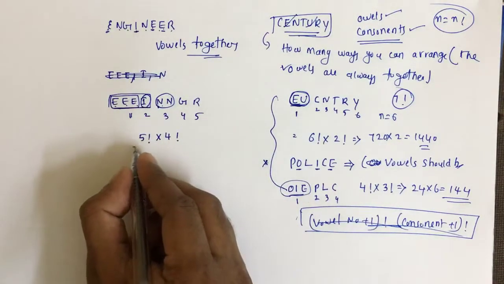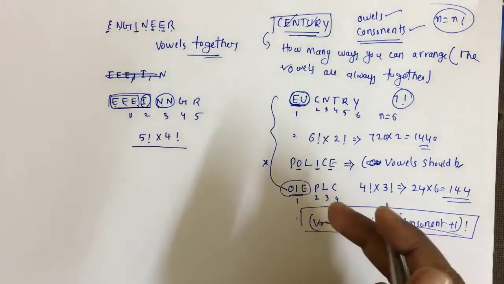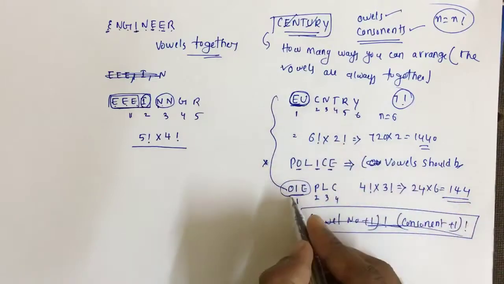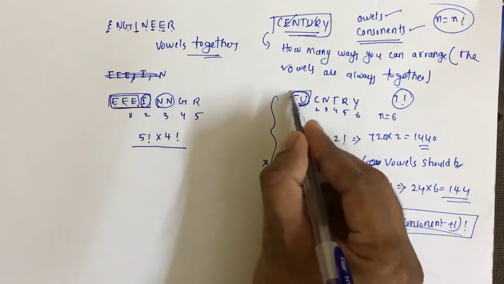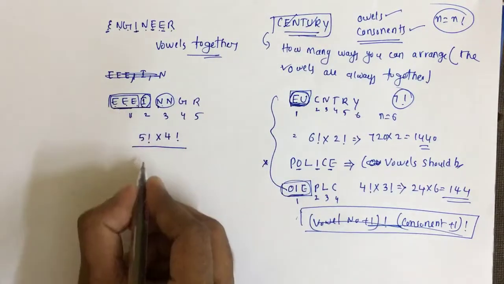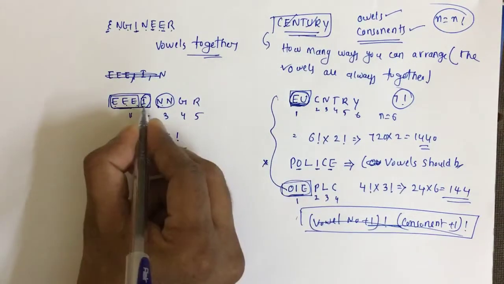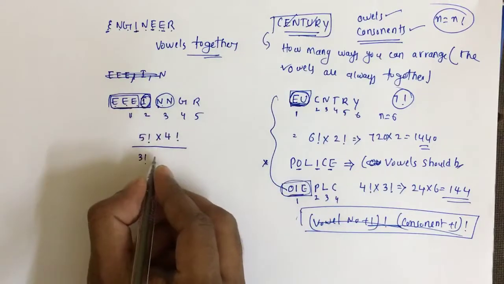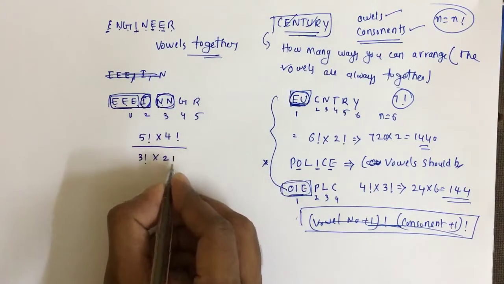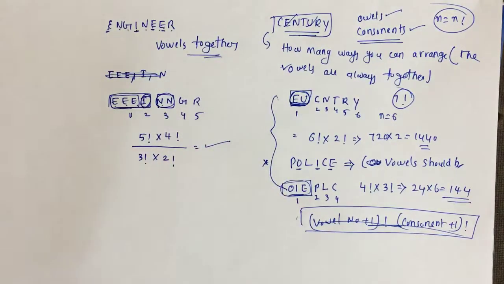So whatever problems we have done here, in those the letter is not repeated. Here the letter is not repeated. Here also the letter is not repeated. But here the letter is repeated. So the vowel E is repeated 3 times, the same one, so this is different. This we will not take. Into the consonant N is repeated 2 times, so 2 factorial. So if you do this one, you will get the answer.